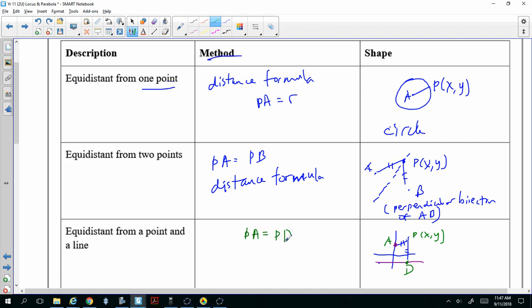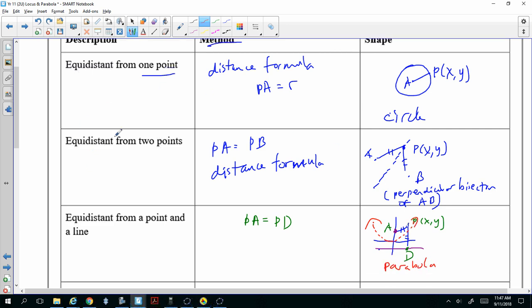See the difference from equidistant from 2 points, you get a line. But equidistant from a point and a line, you get a parabola. And we'll study the parabola later on in more detail. But now you see you get a different shape depending on what condition you're given.